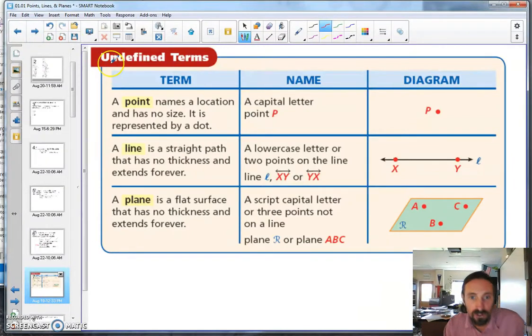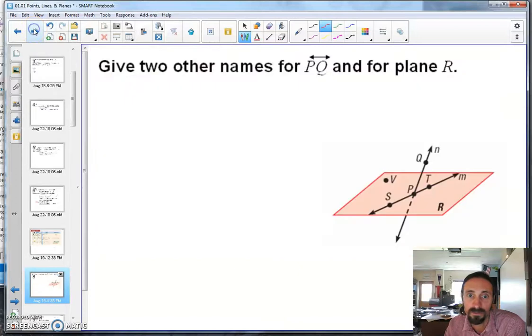So this is what it looks like in your book. This is a really nice organized way of showing it. So please get this into your notes. Of course, these terms I think are also on your definition sheet. You're going to need to know them the rest of your geometric years and probably the rest of your geometric lives. All right, let's do a little example here.